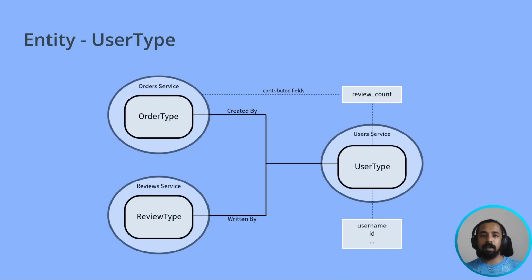So consider this example. We have our user type, order type and review type. These are all defined by different services. The order service has its own type called order type. It has a created by field, which will be pointing to a user type. Similarly, reviews have a written by field, which can point to a user.